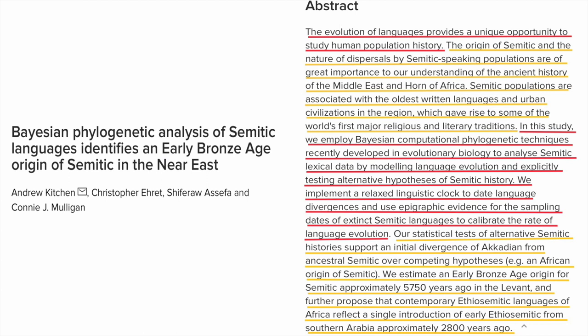Our statistical tests of alternative Semitic histories support an initial divergence of Akkadian from ancestral Semitic over competing hypotheses, e.g., an African origin of Semitic. We estimate an early Bronze Age origin for Semitic approximately 5,750 years ago in the Levant, and further propose that contemporary Ethio-Semitic languages of Africa reflect a single introduction of early Ethio-Semitic from southern Arabia approximately 2,800 years ago.